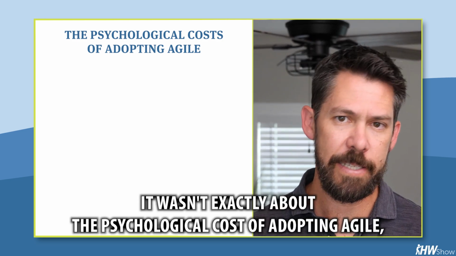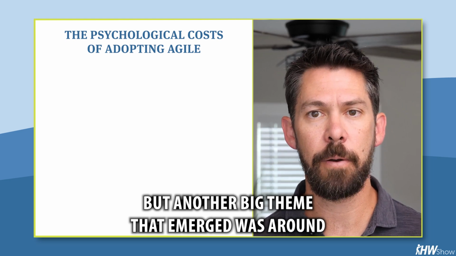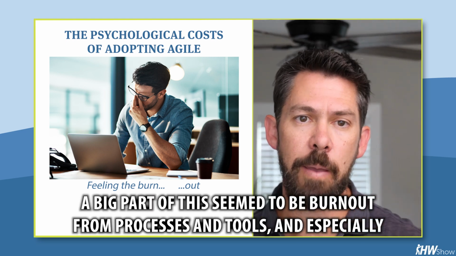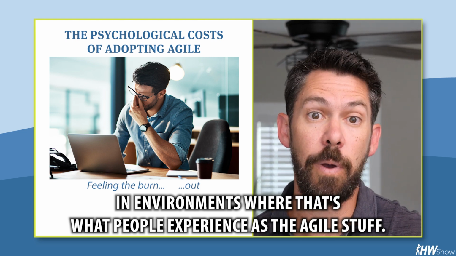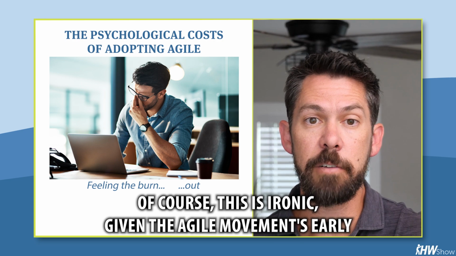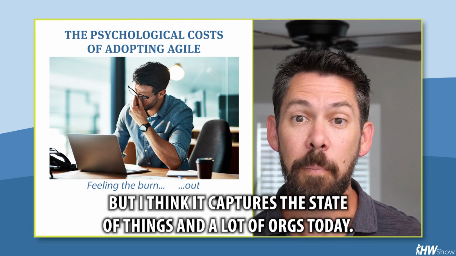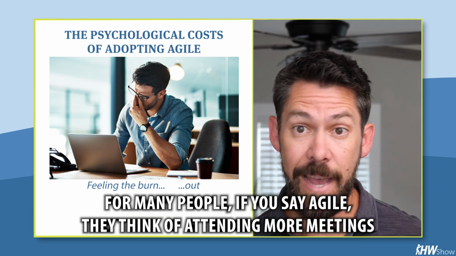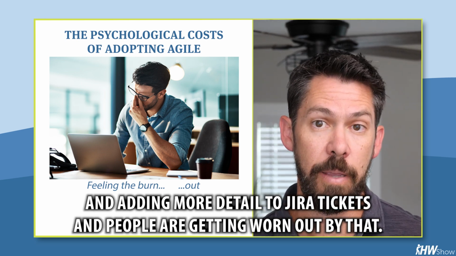It wasn't exactly about the psychological costs of adopting Agile, but another big theme that emerged was around what a few people called Agile burnout. A big part of this seemed to be burnout from processes and tools, and especially in environments where that's what people experience as the Agile stuff. Of course, this is ironic given the Agile movement's early emphasis on valuing individuals and interactions over processes and tools, but I think it captures the state of things in a lot of orgs today. For many people, if you say Agile, they think of attending more meetings and adding more detail to Jira tickets, and people are getting worn out by that.